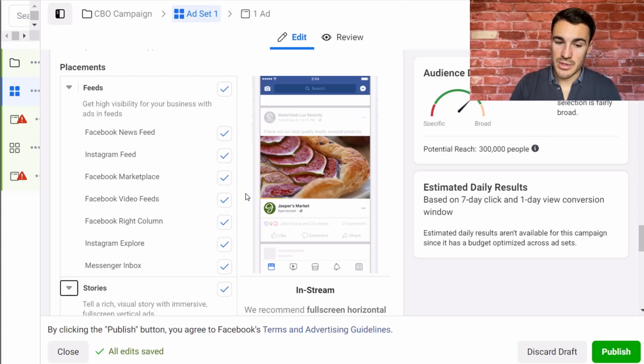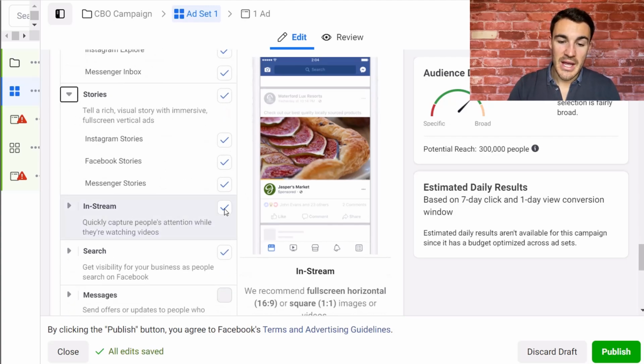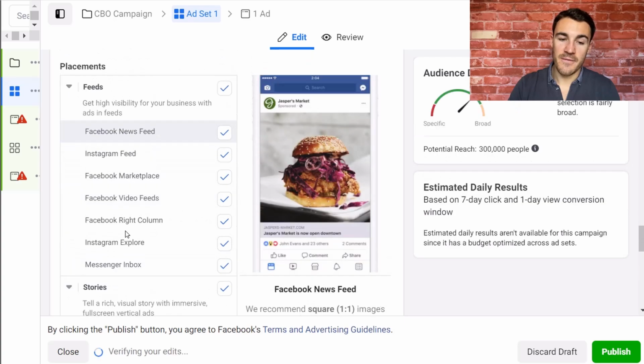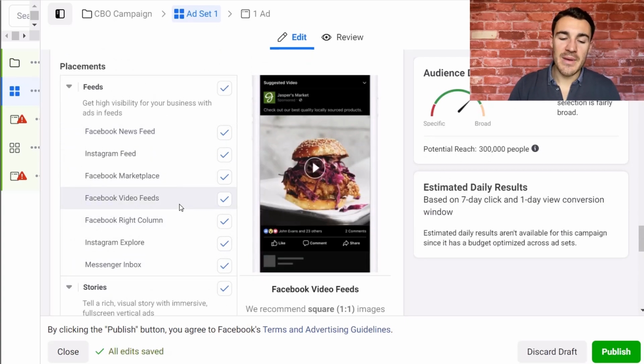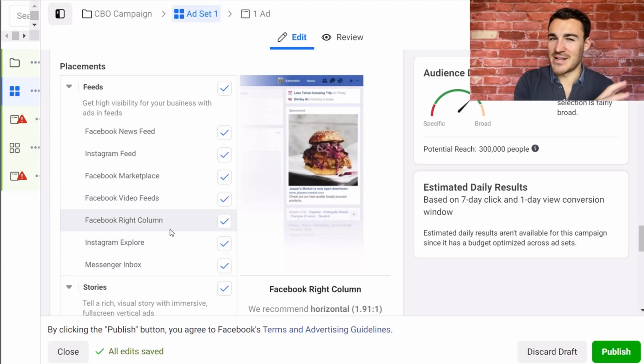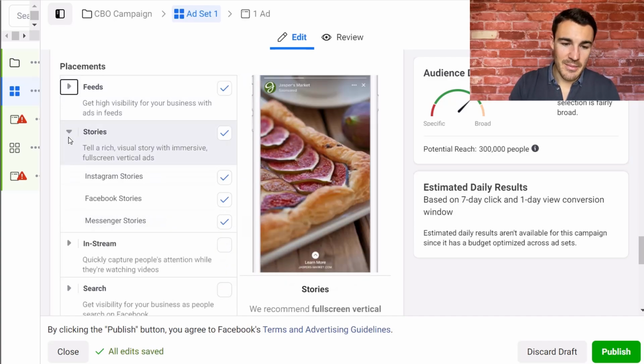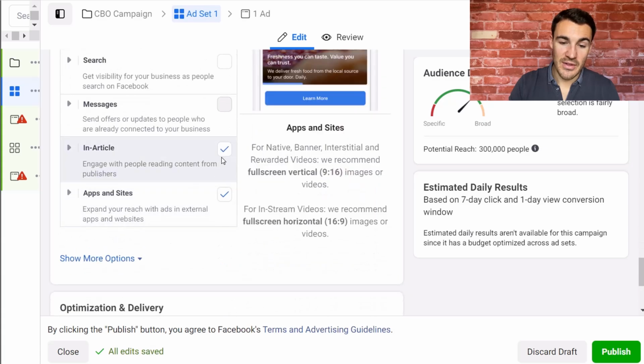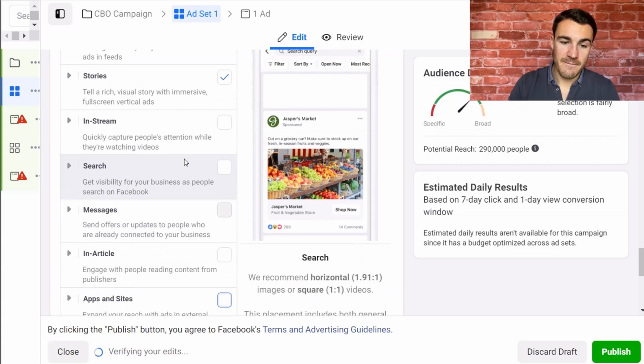And basically what you want to do to keep it really simple is deselect everything that's not feeds and stories. You could go in and be more specific and get rid of Instagram Explore and Messenger Inbox, but that's only going to represent a tiny proportion of your impressions anyway. I don't think it's really worth doing. But if we minimize these back into their categories, you want to get rid of everything that's not feeds and stories.